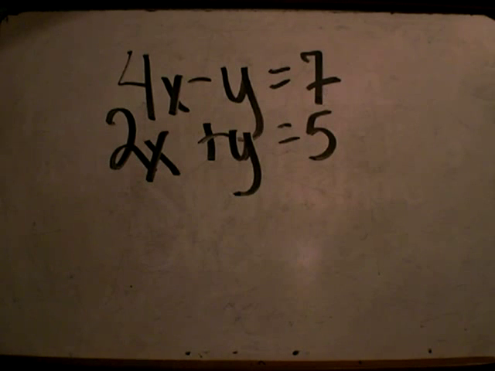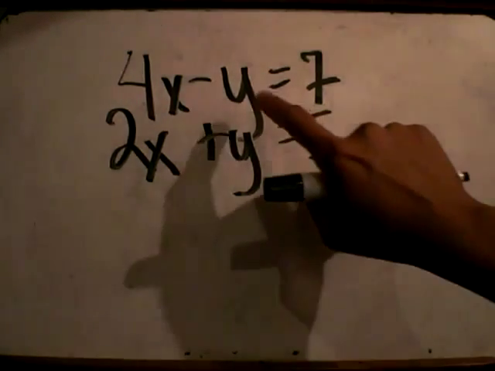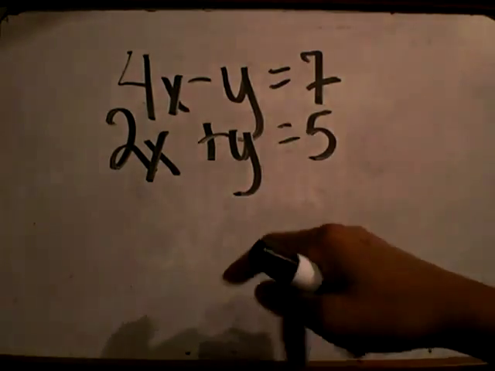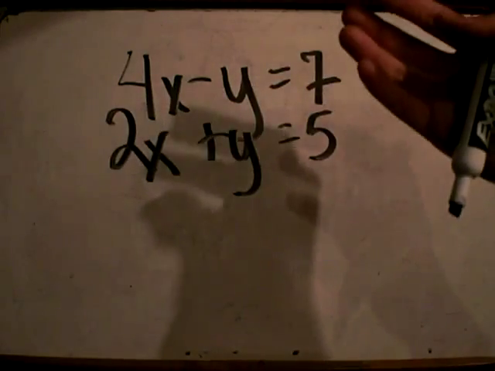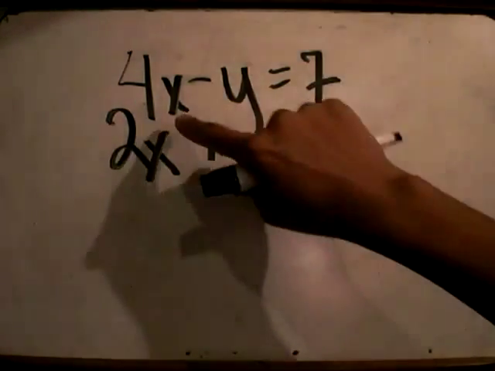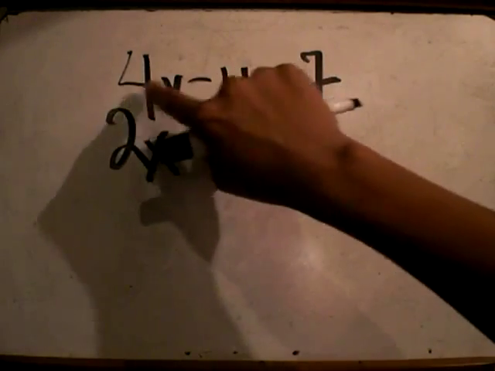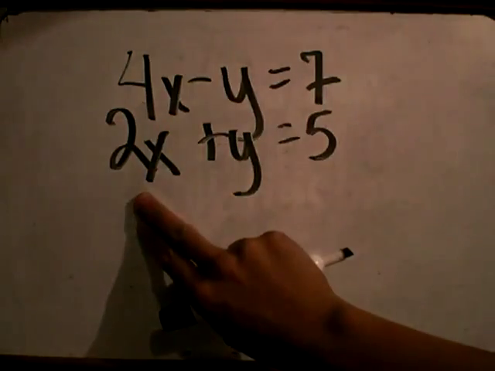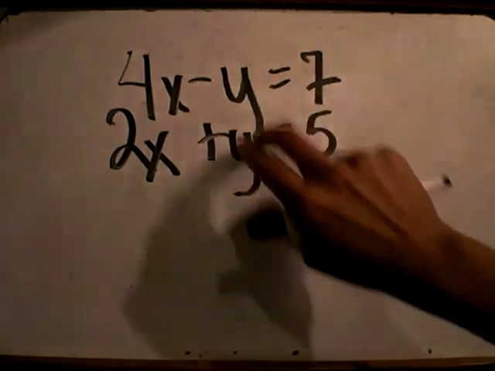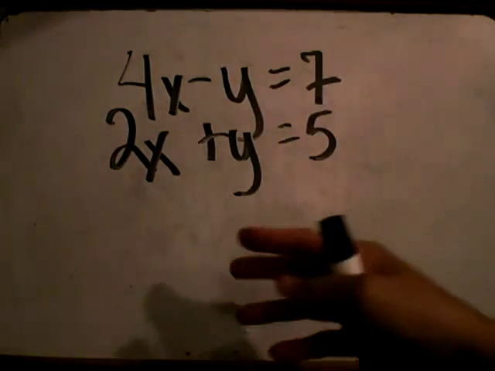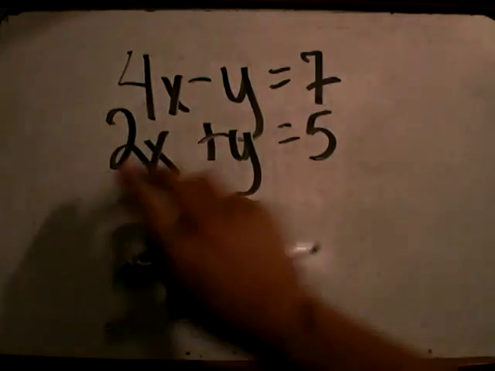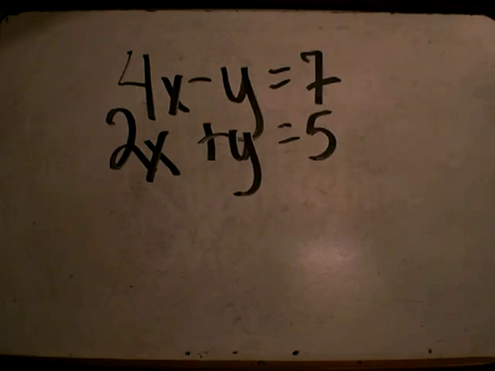Now, in the addition or subtraction method, what we're trying to do is eliminate one of the pair of terms. Because these are both x's, the 4x and the 2x, that's a pair of terms. And with the y's, this one's really a negative 1y and this is a positive 1y. So we can eliminate either this pair or this pair.